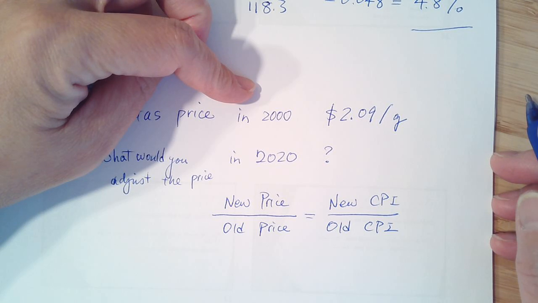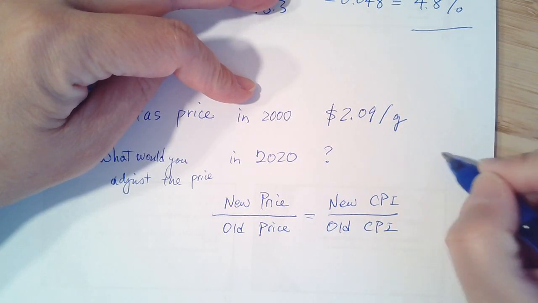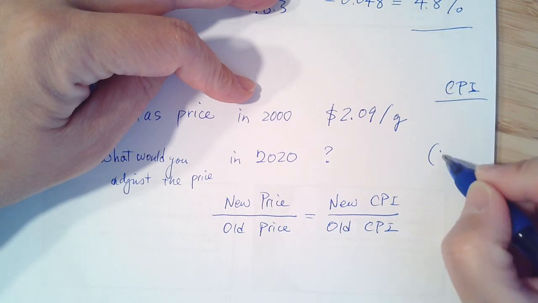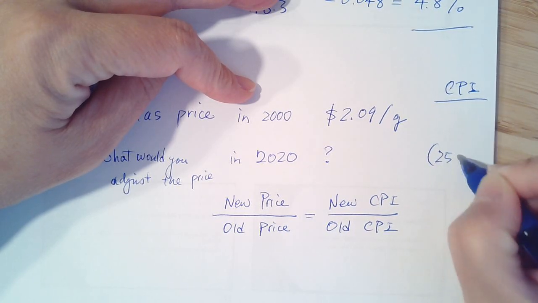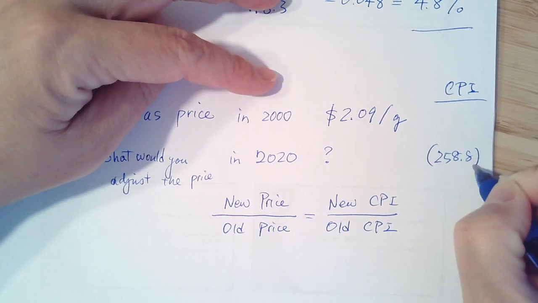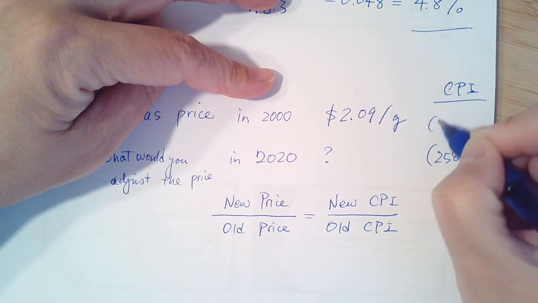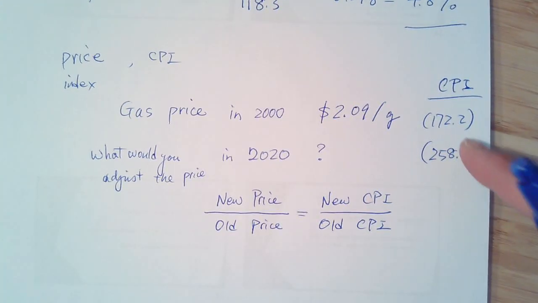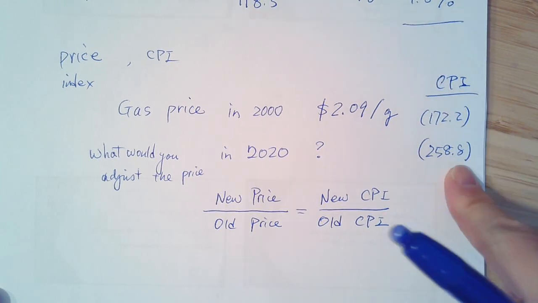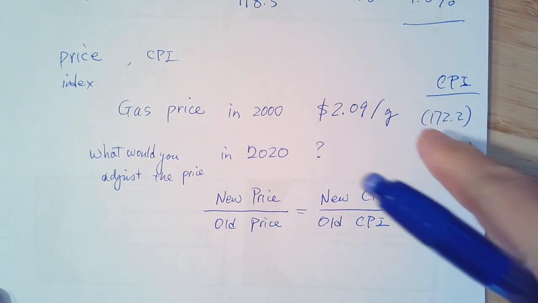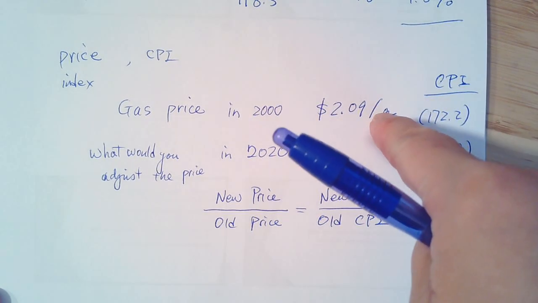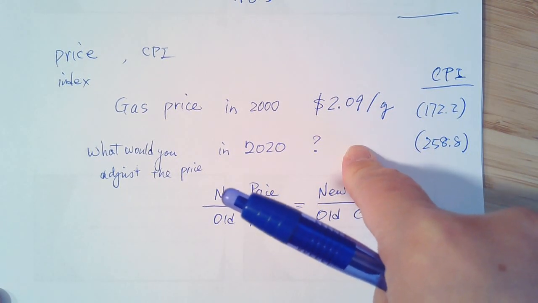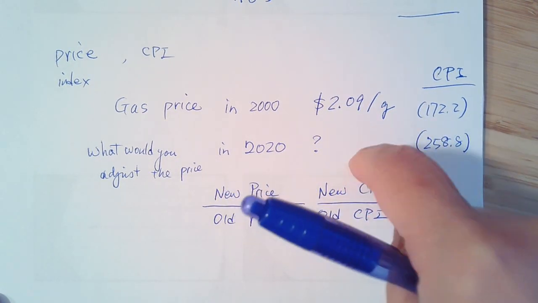my CPI, here's the CPI number. It's given, I always give you that. It's 258.8. And in 2000, it's 172.2. So the CPI goes from 172.2 to 258.8. Then how much would this gas price go from 2.09 to what? To the new adjusted price. What should be the adjusted price?